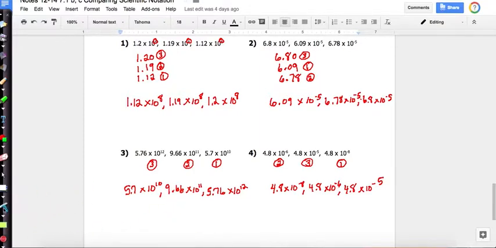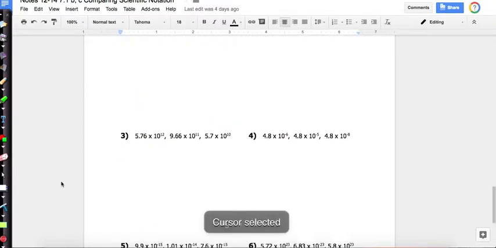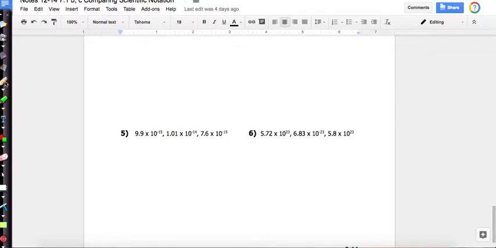Okay, we have 2 more examples. Let's look at the 2 at the bottom, 5 and 6. So number 5, they are not all different this time. So I've got to find the smallest one, so -15. So we have a tie. So I'm going to line up 9.9 and 7.6. Now which one's smaller, 9.9 or 7.6? Good, this one's smaller, followed by this one. Okay, so I would write 7.6 times 10 to the negative 15th. 9.9 times 10 to the negative 15th. And then, of course, the only one that's left is 1.100 times 10 to the negative 14th.